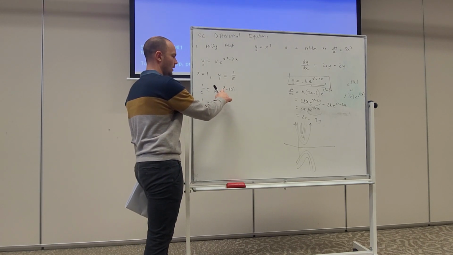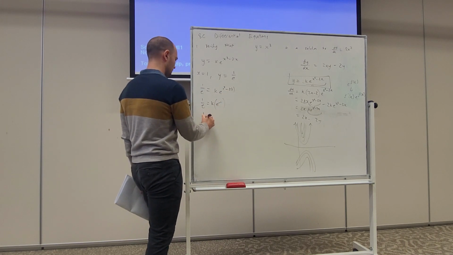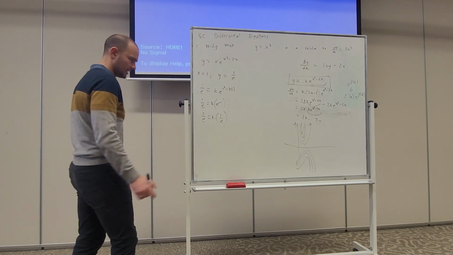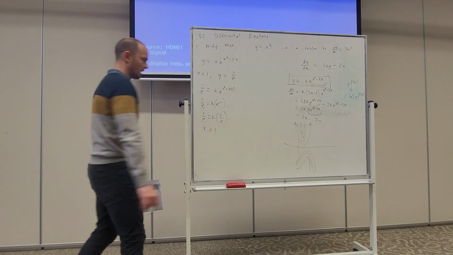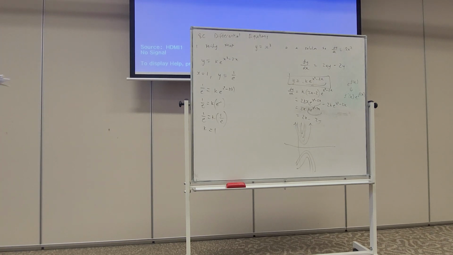Now we're going to have here 1 take 2, that's minus 1, and that's the same as 1 on e. And so k is 1 for the particular solution.